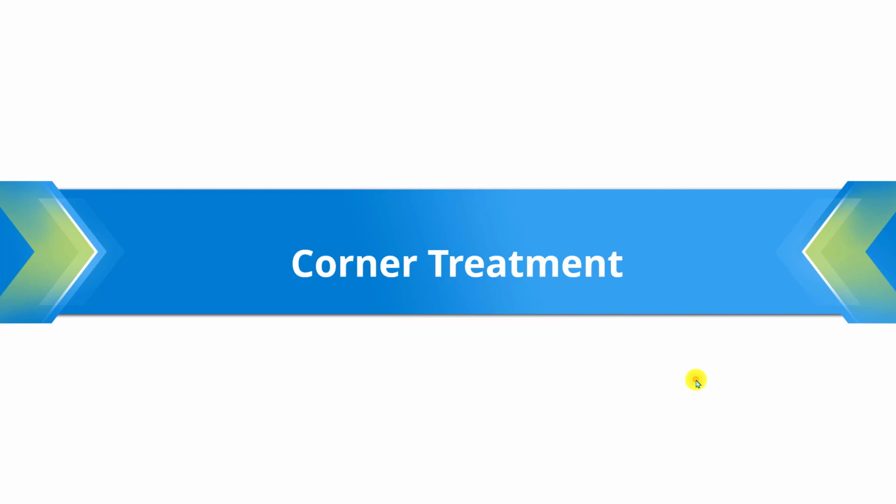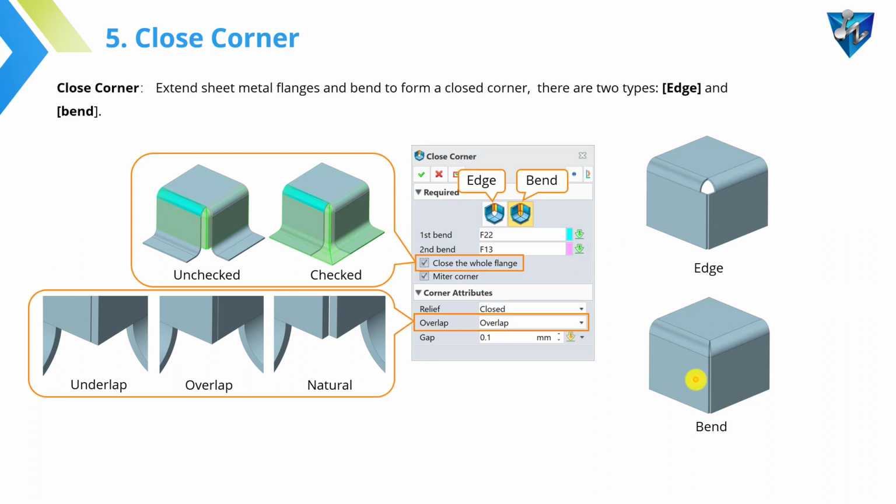Alright, next let's talk about corner treatment. Frequently, we need to extend sheet metal flange to form a closed corner. And in ZW3D, there are two types. First one is close edge, which means it will only close the straight area, but leave the bent area behind. And the second one is close bend. This one will close all the bent and the straight area.